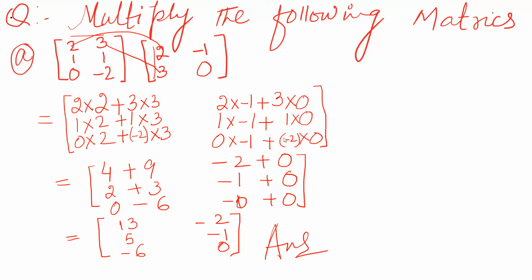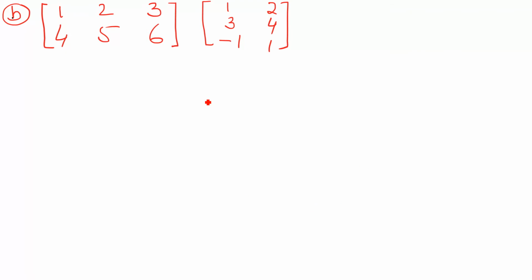So what is the rule? You have to multiply the first row with the first column, then the same row with the second column. Similarly, the second row with the first column, the second row with the second column, and then we can simplify it. Let's move to question number two, which is the B part of this question.